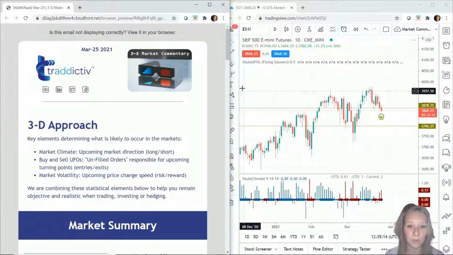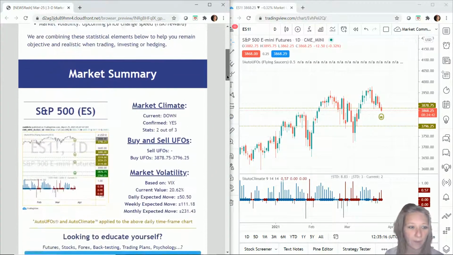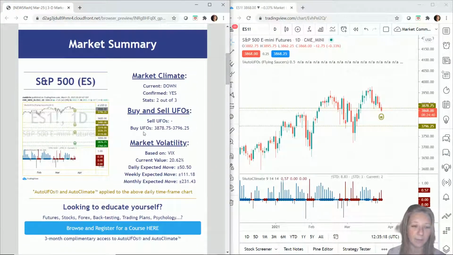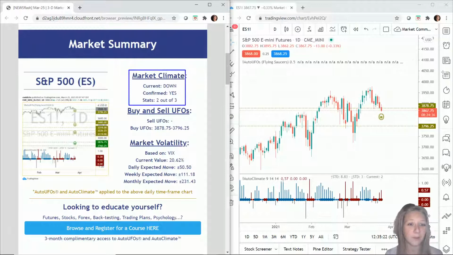Okay, so we will start with the S&P. That's what we have here on the right hand side, and that's what we have as our first market that we look through on our market summary. So first things first, let's look at climate. Now we already have the climate on the screen here, and we see that we have a thick red dot. That tells us we have probabilities to the downside, or a confirmed downwards climate. That's how we would phrase it. So we see that confirmed downwards climate.